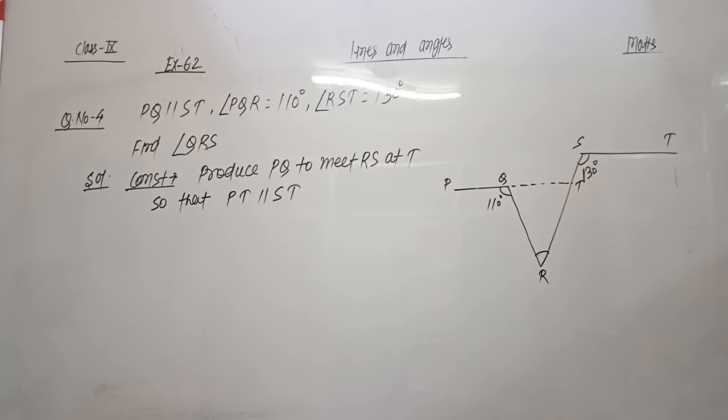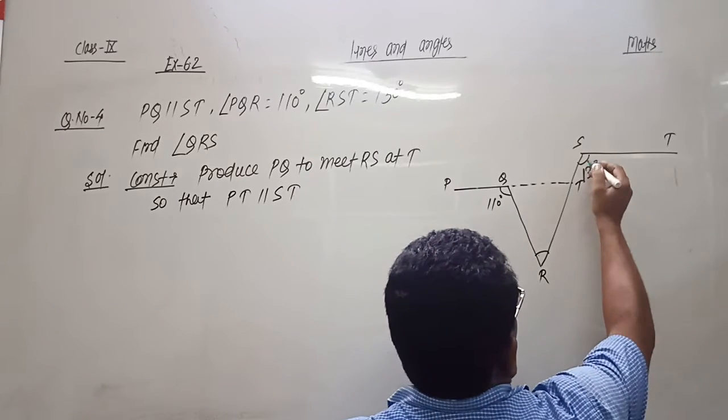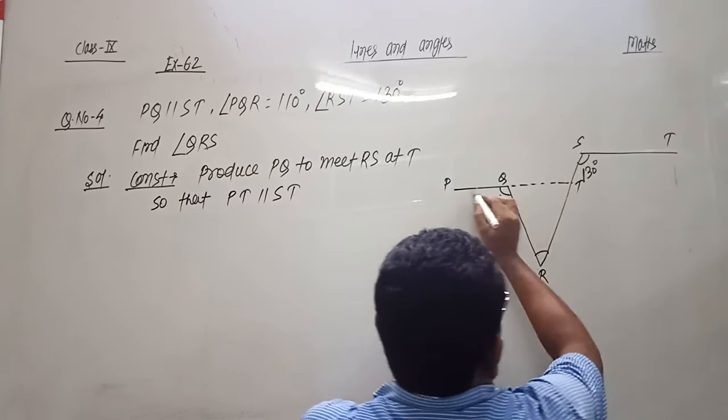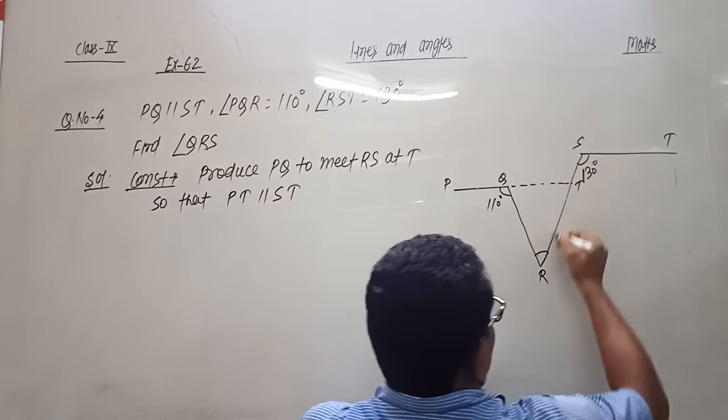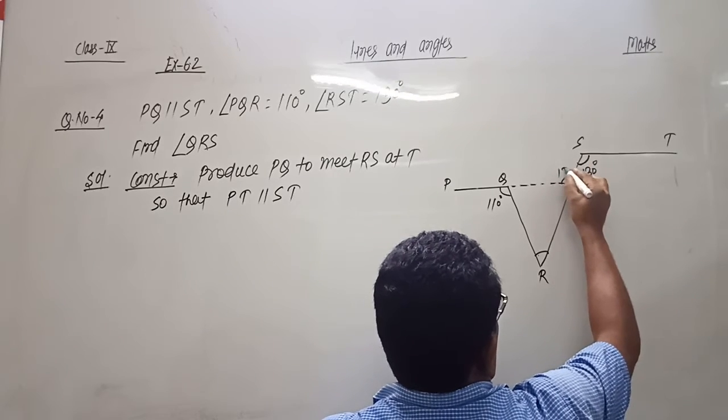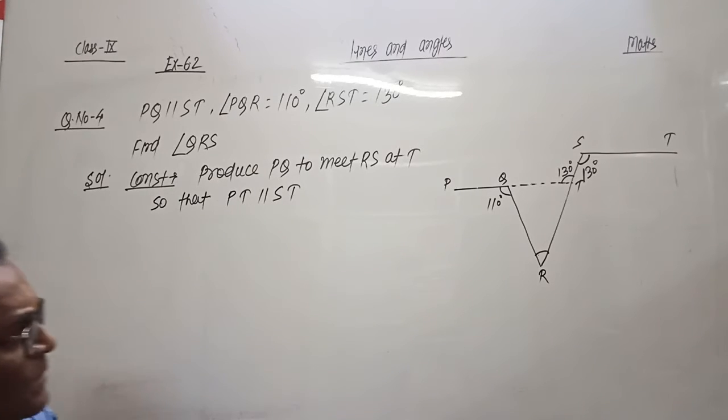Now angle STQ is equal to RST. If this line PT is parallel to ST and this is the transversal, then if this angle is 130 degree, then this angle will also be 130 degree, alternate angle. So angle PTS is also 130 degree.